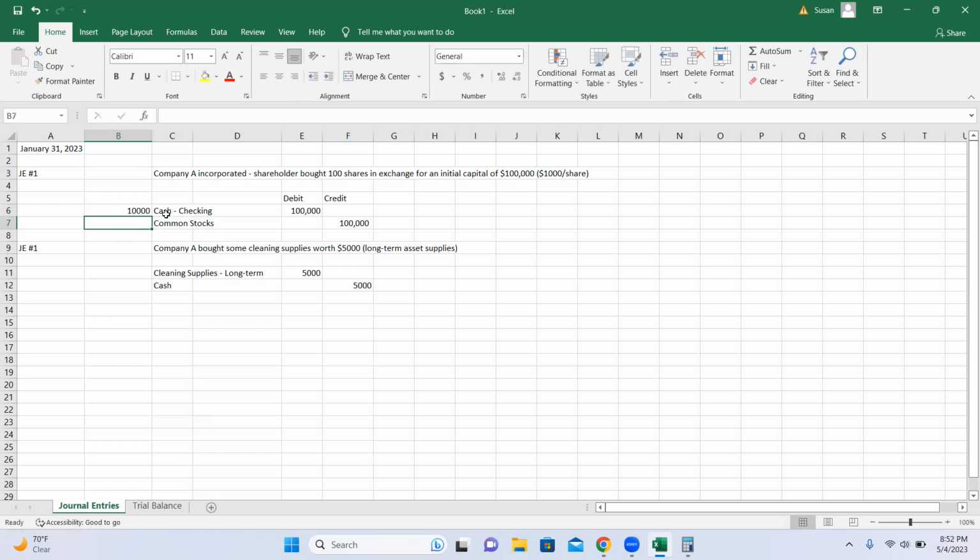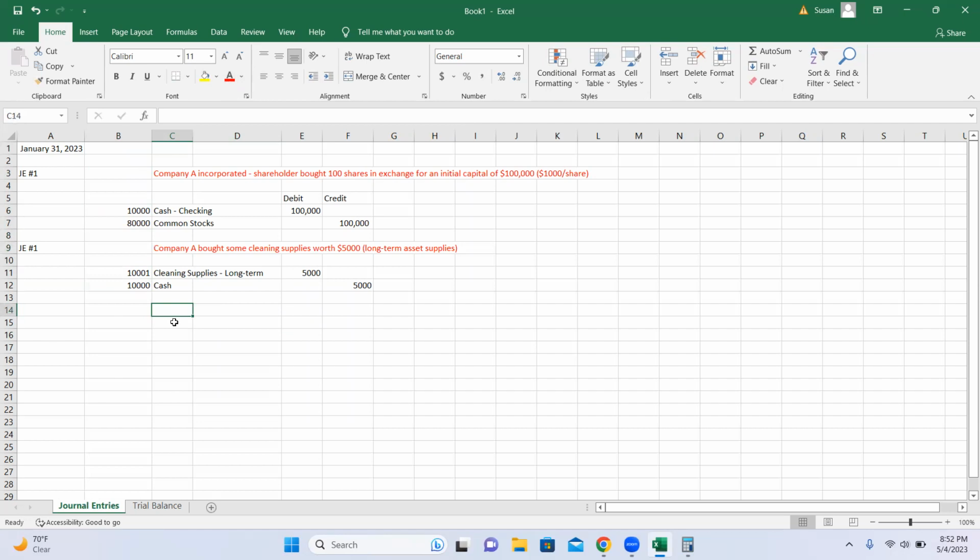and then common stock, let's just assume it's 80000, and then for cleaning supplies we'll do 100001, and then cash is just 1000. All right, so let me also make this red so it's easier to read the descriptions.